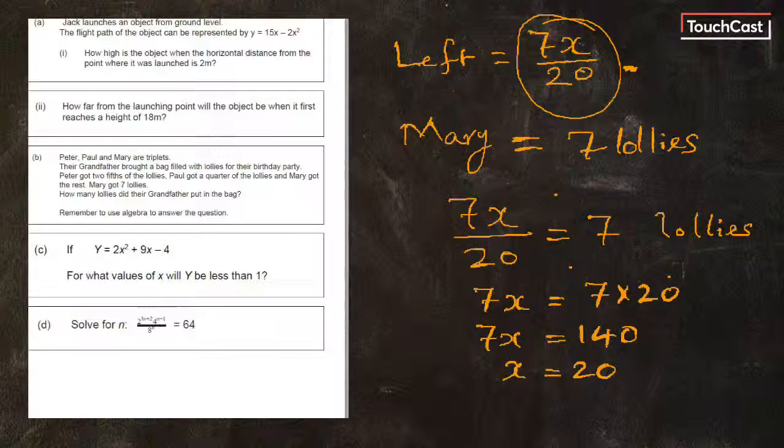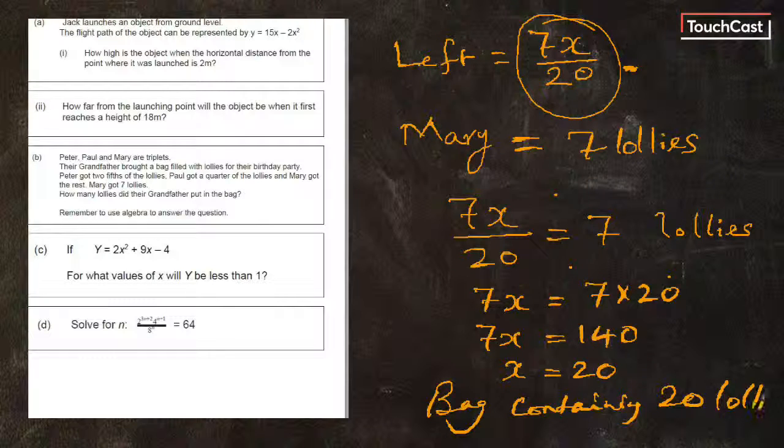So basically what we figured out: the children's grandfather's gift was a bag containing 20 lollies. You must write that statement. Some kind of textual communication is very important. We have to write it down.